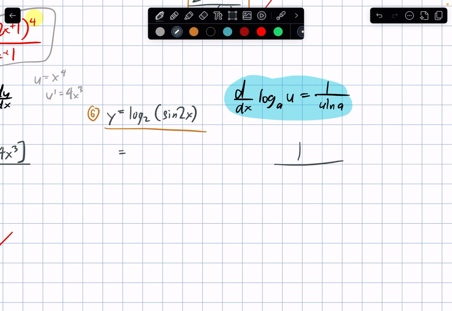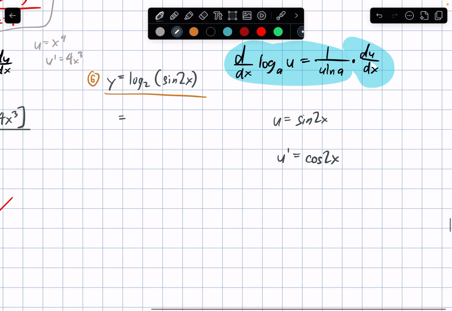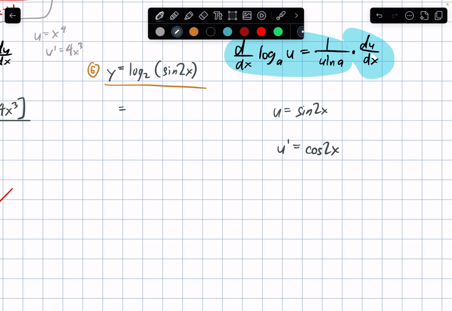1 over, okay, wait, u is sine 2x. How about its derivative? By the way, I almost forgot. Du over dx. Whoopsies. Okay, sine 2x. The derivative of sine x is cosine x. Then we just copy the u value, which is still 2x.